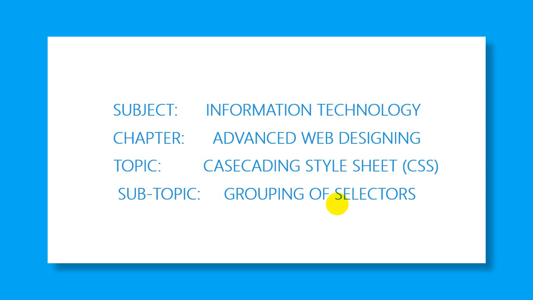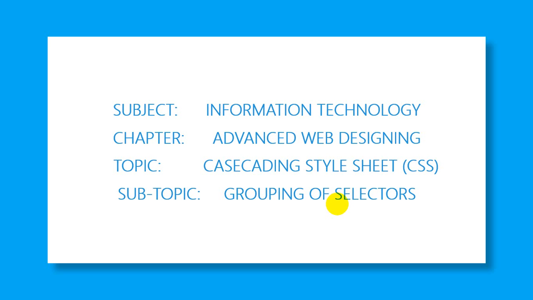Okay, so the basic thing regarding grouping of selectors is that it will reduce the coding. Means, for example, if you have 4 HTML elements, 4 HTML tags, and you want to apply the same effect or same CSS, you have to write the same code again and again. If you have 4 elements, you have to write 4 times, but by using grouping of selectors it will save your time. Means you can reduce the code. Instead of writing 4 lines of code, you can write 1 line of code.